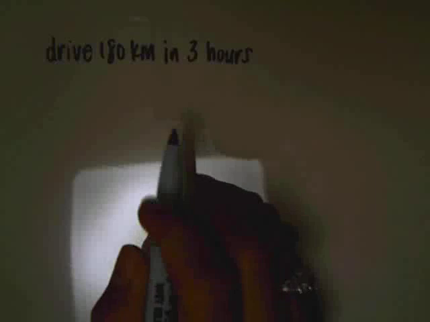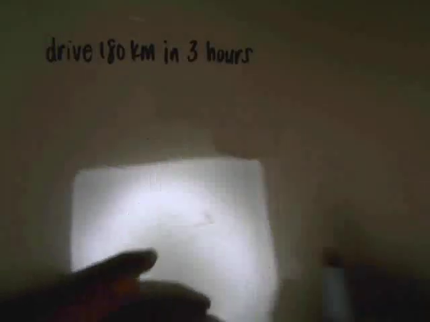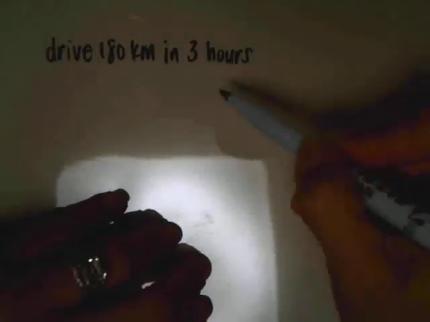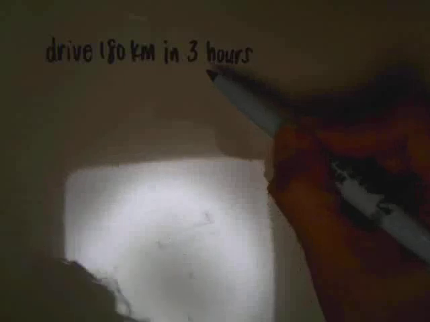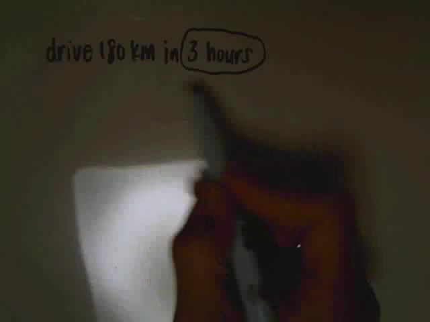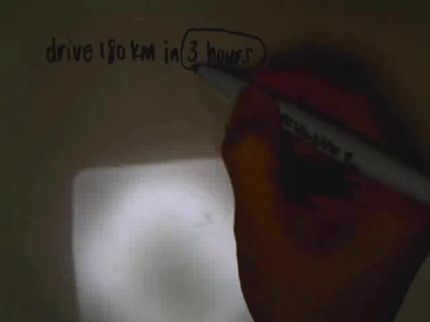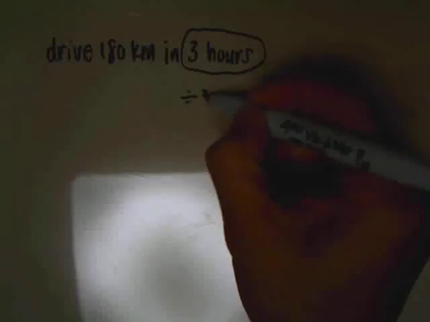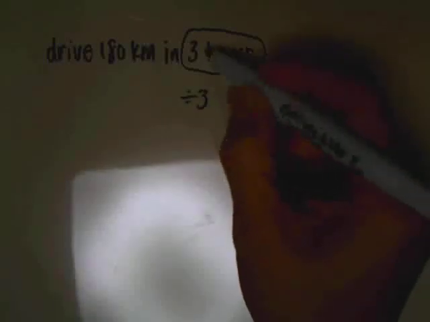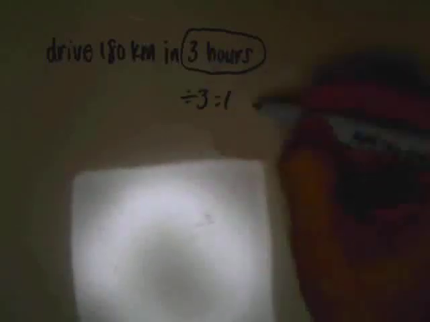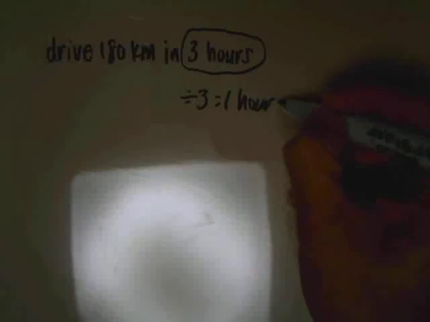It's completely up to you, but what you'll find is you're going to end up picking a number that's easier to work with. And in this case, I'm going to pick the 3 hours. So what I'm going to have to do is figure out how many kilometers I can go in 1 hour. How do I do that? Well, I've got to get this 3 down to a 1. So if I divide by 3, 3 divided by 3 is going to give me 1. Good. So that's what I'm going to use.